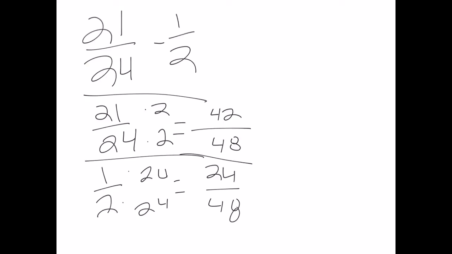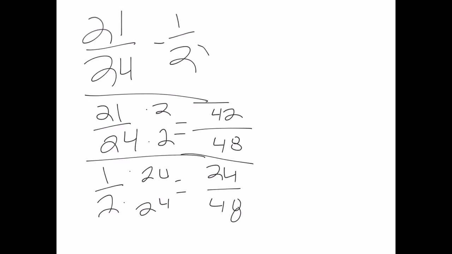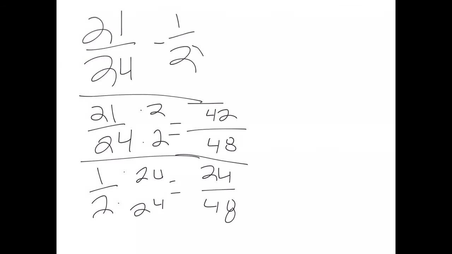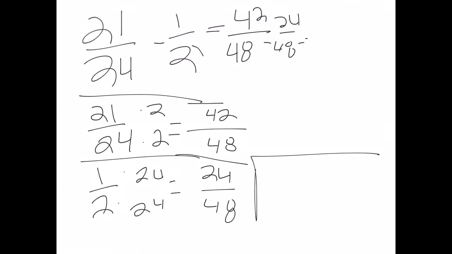Now that you have these, you are going to put them in your math equation. So, you're going to write 42 over 48 minus 24 over 48. 42 subtracted by 24, just to be sure, is 18. 18 over 48.